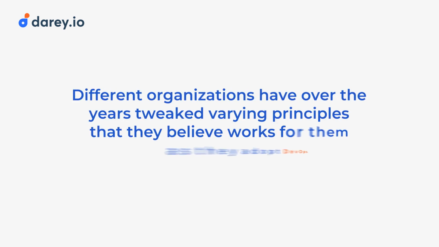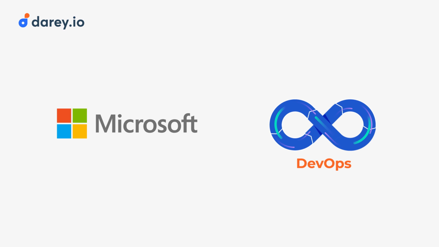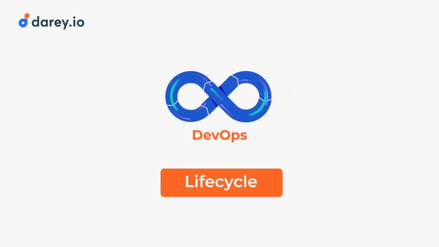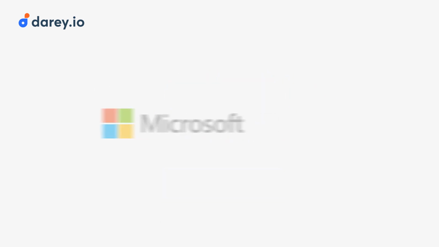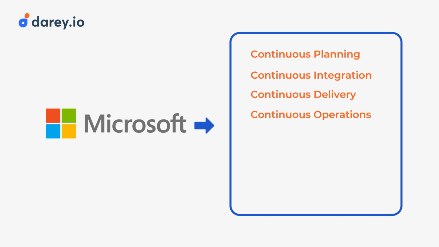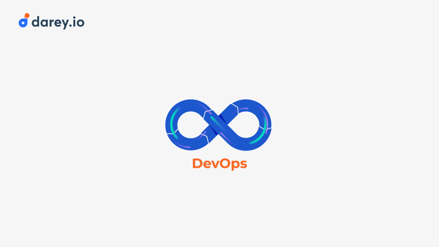Different organizations have over the years tweaked varying principles that they believe works for them as they adopt DevOps. For example, Microsoft, one of the leaders in the DevOps ecosystem, describes the DevOps principles as capabilities. Some people refer to these principles as the DevOps lifecycle. The capacities identified by Microsoft are continuous planning, continuous integration, continuous delivery, continuous operations, continuous security, continuous quality, continuous improvement, and continuous collaboration.